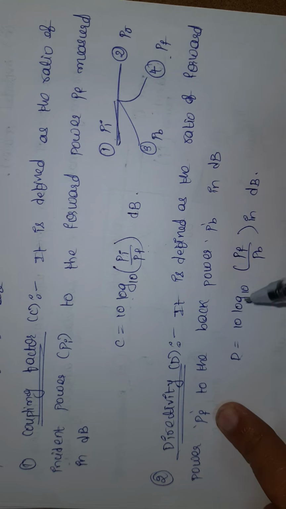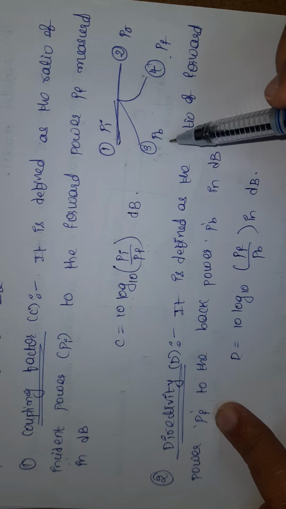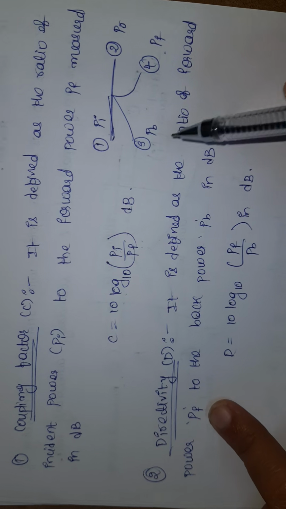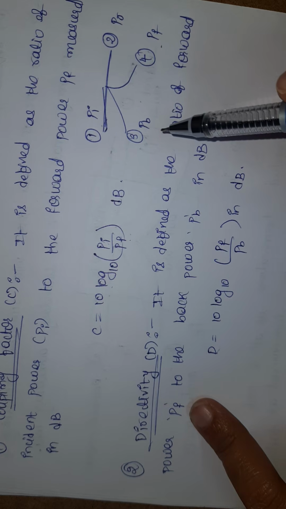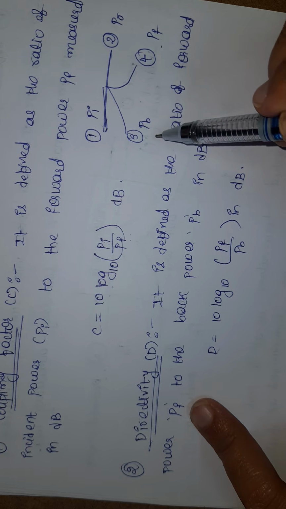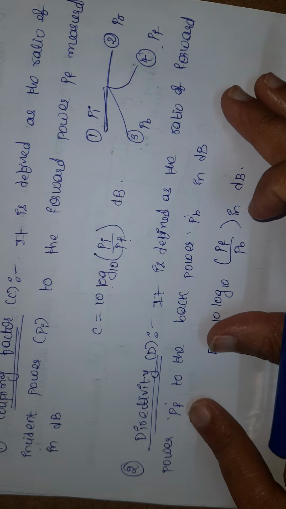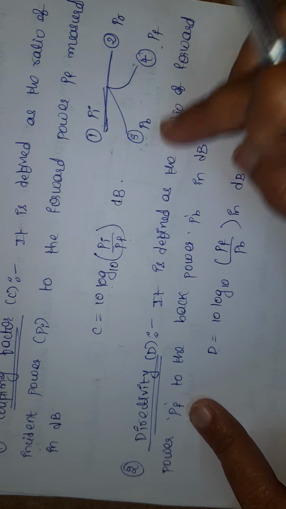While the directivity is a measure of how well the directional coupler distinguishes between the forward power and the back power. Ideally the back power should be 0 or very small. So directivity tells us how well the directional coupler distinguishes between the forward power and the back power.